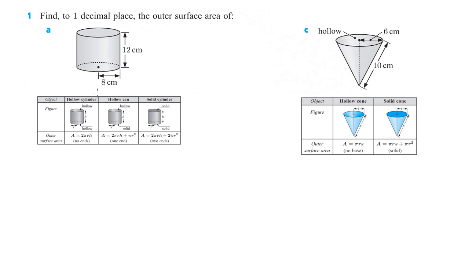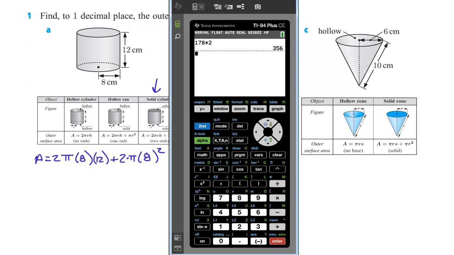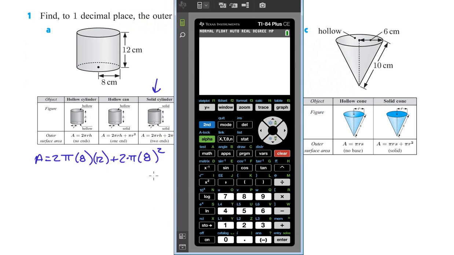Okay, so let's go with this one here. The area on this one is going to be 2 times pi times the radius, which is 8, times the height, which is 12, plus 2 times pi times our radius, again, which is 8 squared. Okay? And so we literally just have the formula here, and we're just going to plug everything in, and away we go.